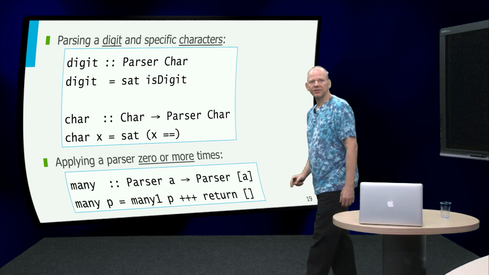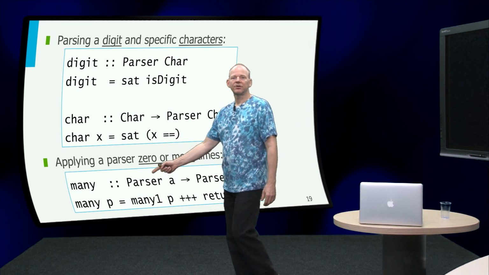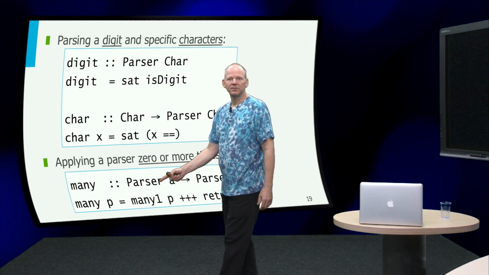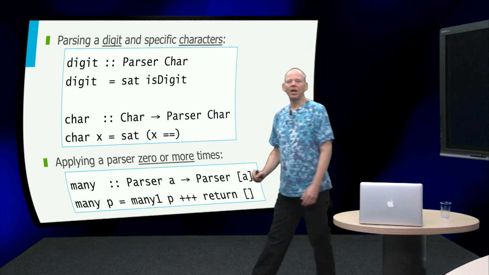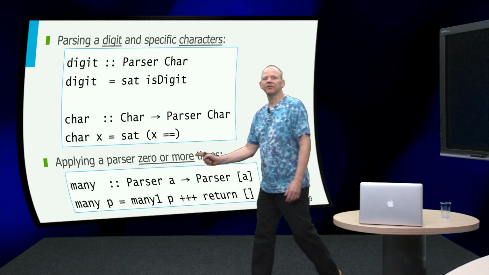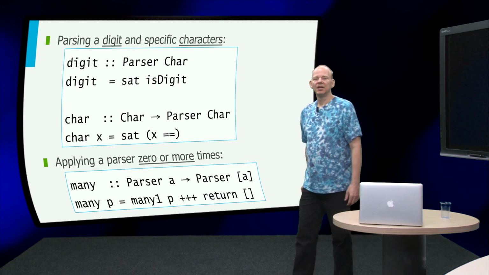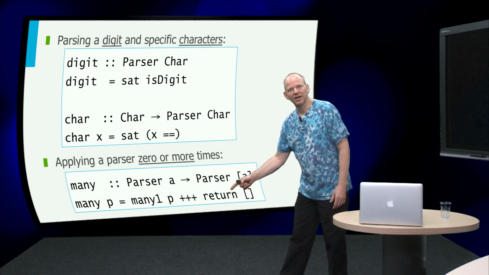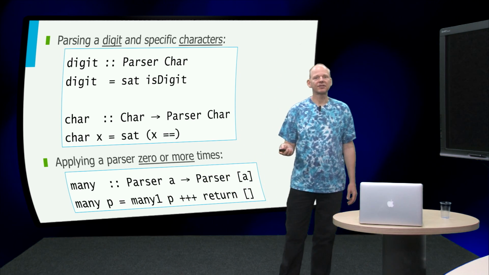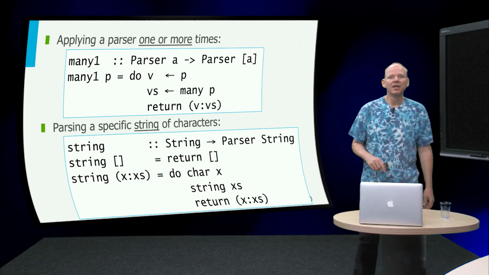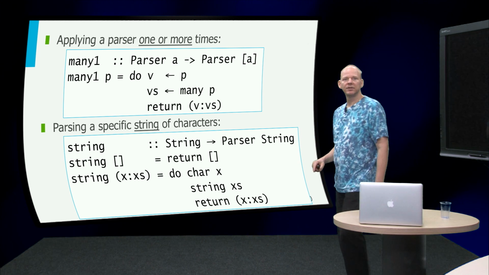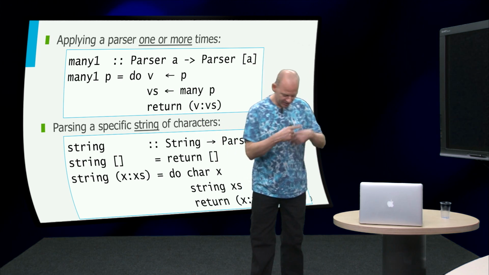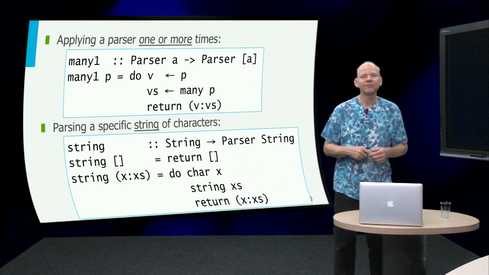And guess what? This is defined recursively. So many of P first tries to parse at least one P, and if that fails, it returns the empty list. And it would be slightly nicer to use the parser that always fails there. Now, how do we write many1? Well, we define that in terms of many. So we have here a mutual recursive definition.